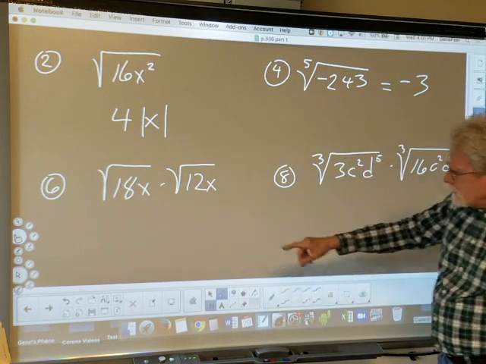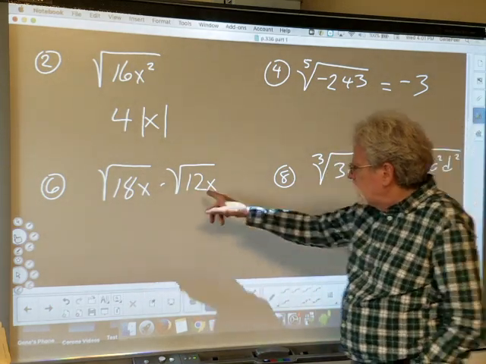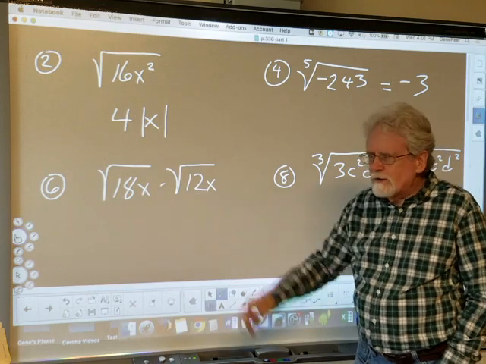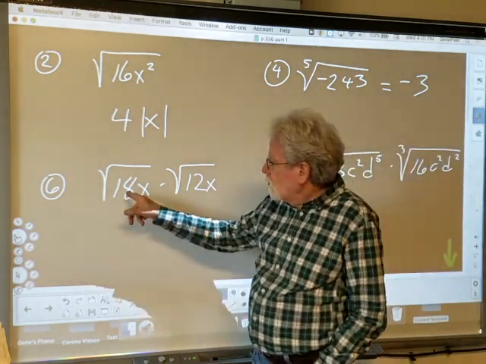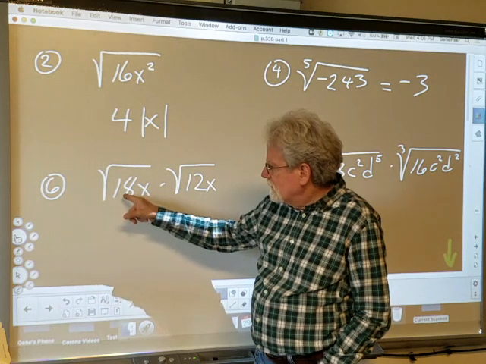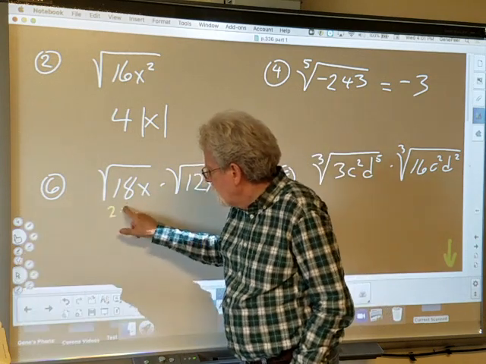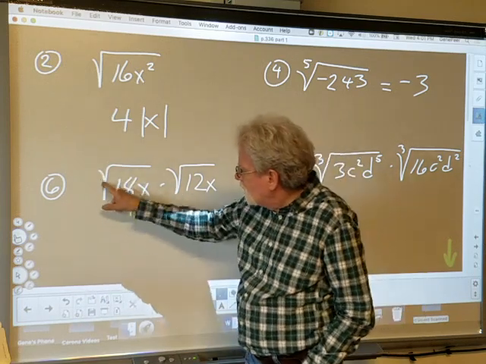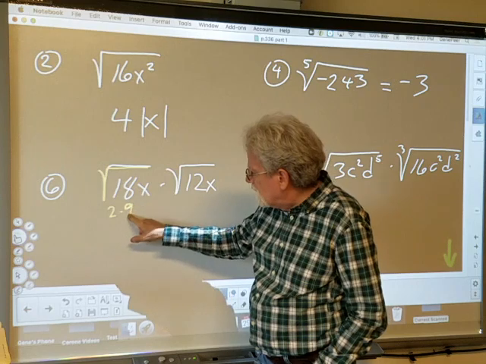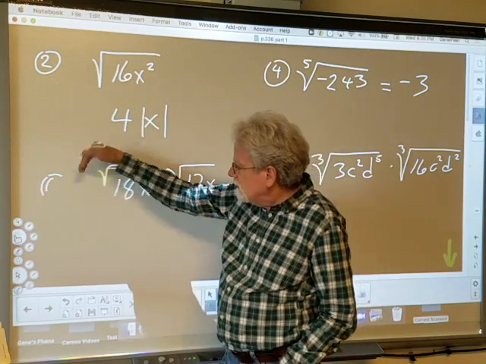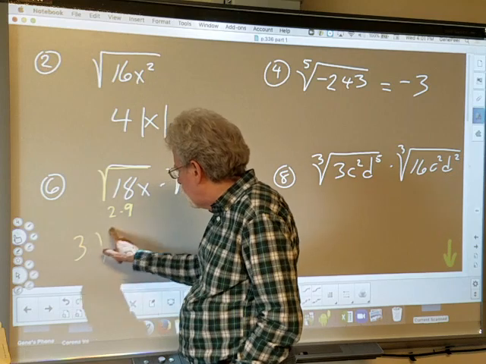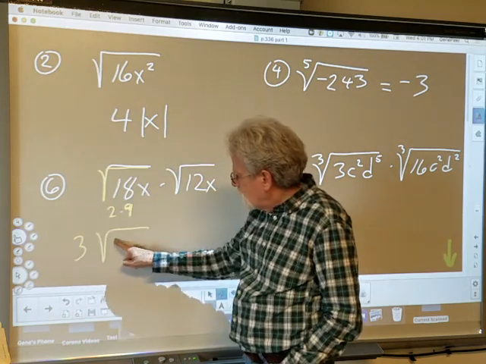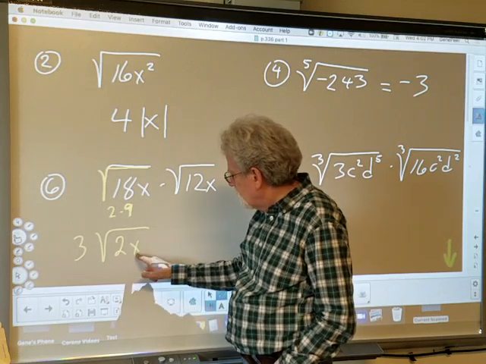Number six, a couple of approaches to this. You could simplify these guys first, or you could multiply first. Let's be nice to ourselves. Let's simplify first. What square factor comes out of 18? Yeah. 2 times 9. The 9 pops out. We care about the 2 times 9 because we know the square root of 9. It can pop out. Turns into a 3 on the outside. We're left inside because the 9 came out. We're left with a 2 on the inside and an x.